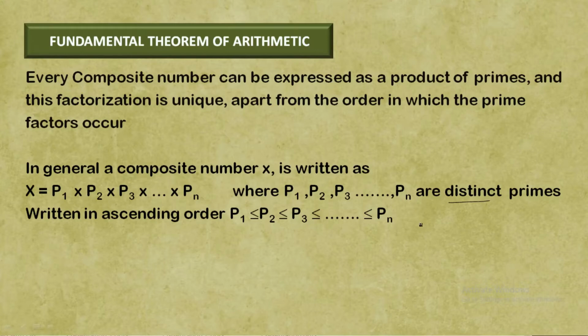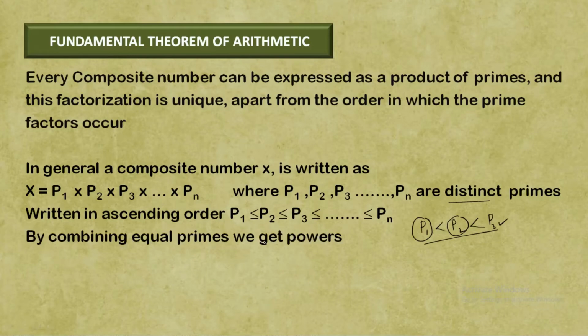Okay, fine. If p1 is less than p2, then we'll write the smallest one first. Then if p2 is less than p3, then we write the smallest one first here, like this. So here we have no question. But what happens if it is equal? If it is equal, we'll combine them and write them so that we can raise their powers.